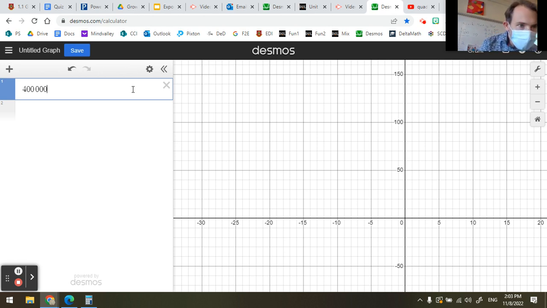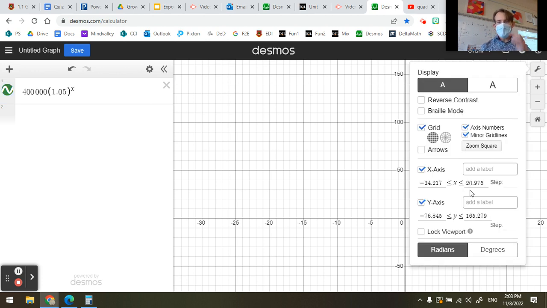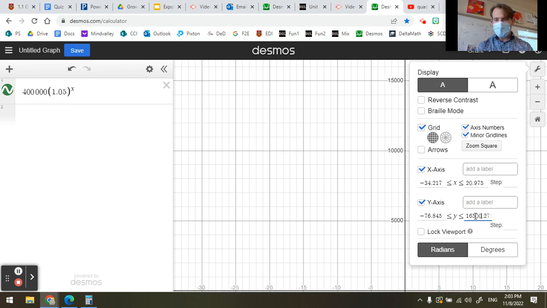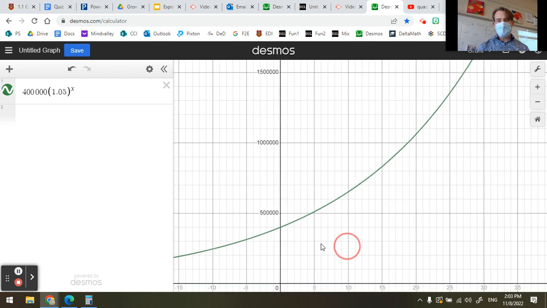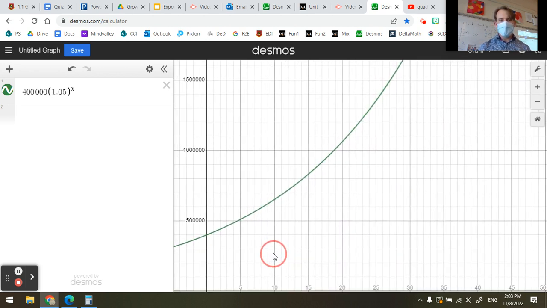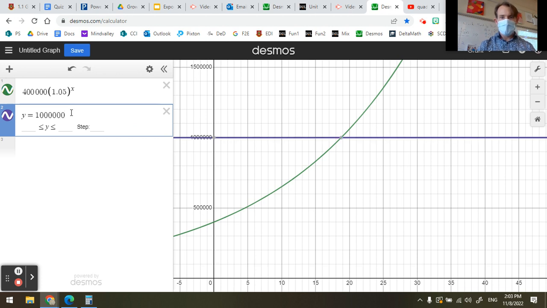400,000, that's 400,000 there, multiplied by 1.05, raised to the power x. Okay, I can't see anything. Well, I need to look at y values that go up to at least 1 million. Let's look at, there we go. And then I don't really care about backwards time. I really only care about forwards time. Okay, so this is a pretty clear example of what's happening. And then I can graph the line y equals 1 million. There it is. And here's my intersection.